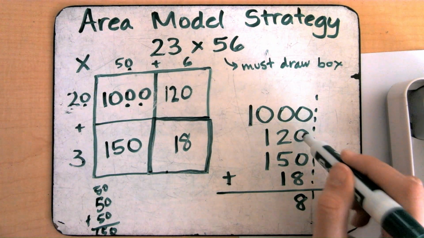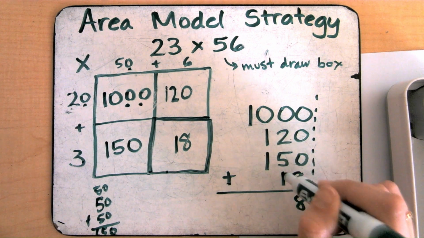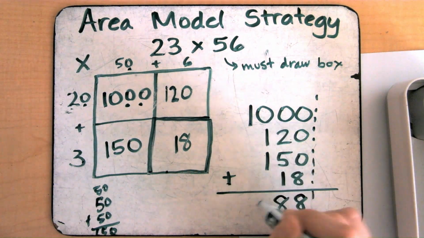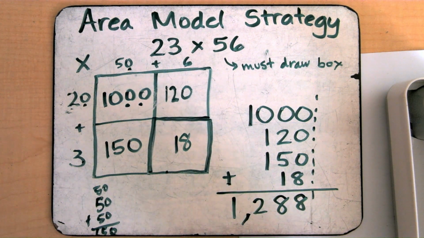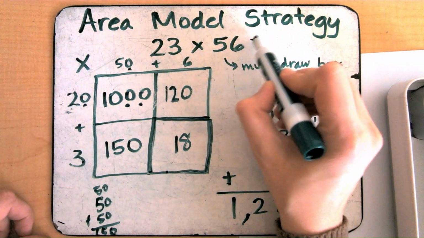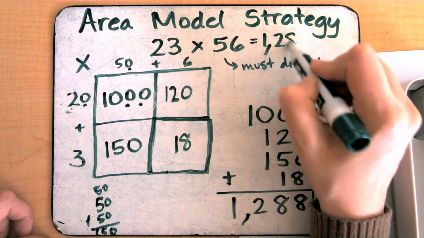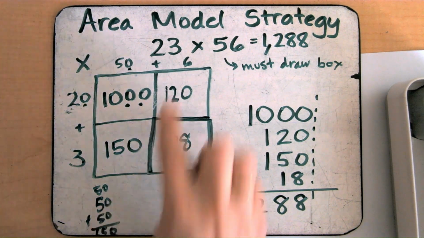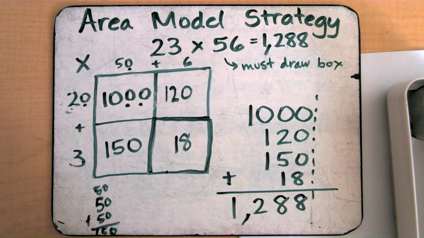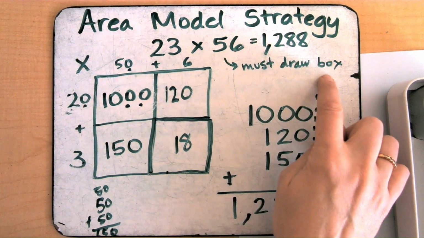So 0 plus 0 plus 0 plus 8 is 8. 0 plus 2 plus 5 is 7, plus 1 is 8. 0, 1, and 1 is 2, comma for your placeholder, and a 1. 1,288. 23 times 56 equals 1,288. This is the area model strategy for multiplication that we use when we have a 2-digit by a 2-digit. And when we have a 2-digit by a 2-digit, we must draw the box.